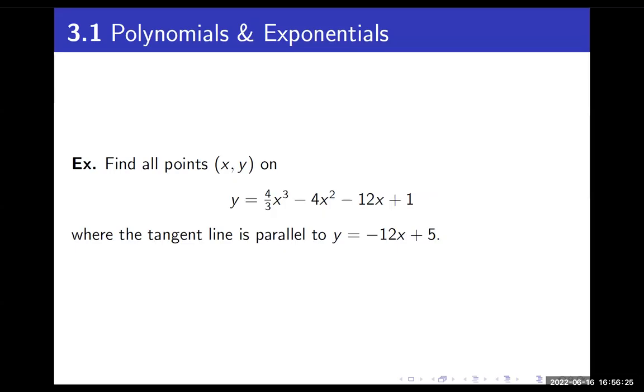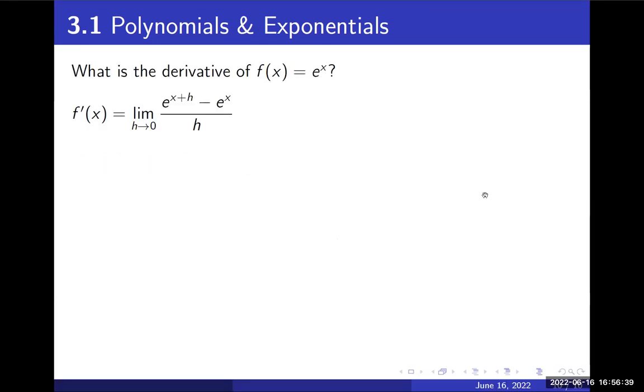Right? We've got one more thing to chat about in 3.1. We've looked at polynomials, developed a few rules, and altogether that lets us take derivatives of full-on polynomials, even things with negative exponents or fractional exponents. Let's now talk about the exponential. What is the derivative of f of x equals e to the x?